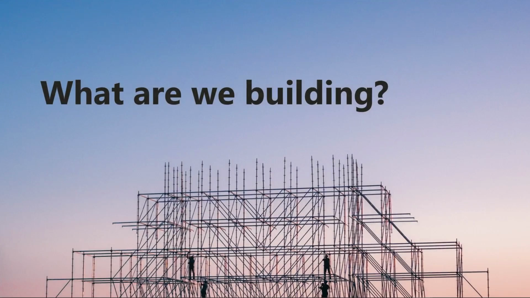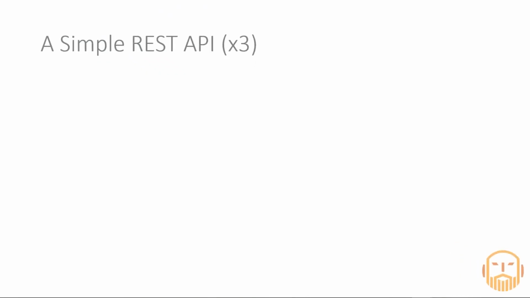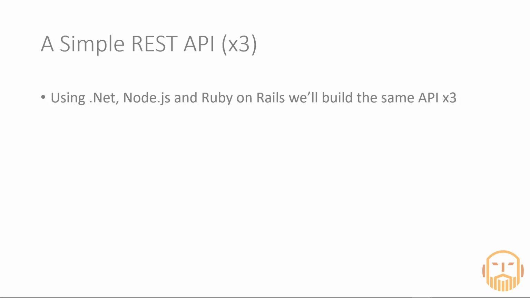So yeah, I've already mentioned what we're building, but let's look a little bit deeper. What we're going to actually do is build an API 3 times, but we're going to build a simple REST-based API. And as I've already said, we'll be using the 3 frameworks that you can see there, .NET, Node.js and Ruby. Now it'll be the same API from a functional perspective. It's going to deliver exactly the same functionality in all 3 cases. It's just going to be written in a different language using a different framework.